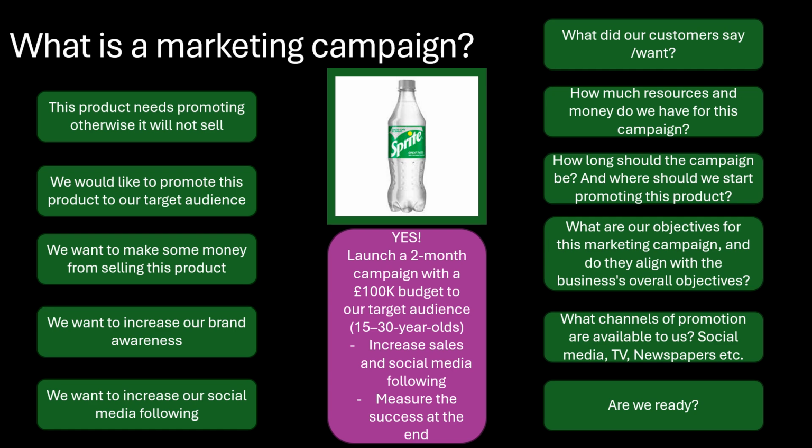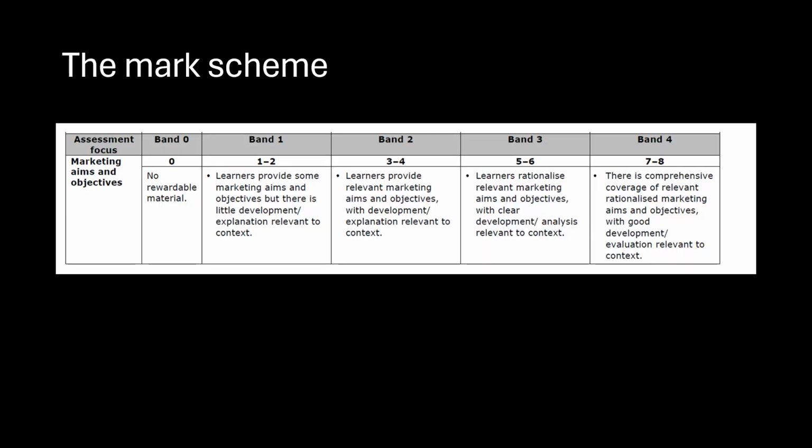And the launch is a 2-month campaign with a £100,000 budget to our target audience. And in this case, we're saying the target audience is 15 to 30-year-olds. And the overall objectives of the marketing campaign are to increase sales, obviously, because this is a new product, and social media following, and to measure the success at the end. Now, I kept it all basic, but I was just trying to give you an overview of what a marketing campaign is.